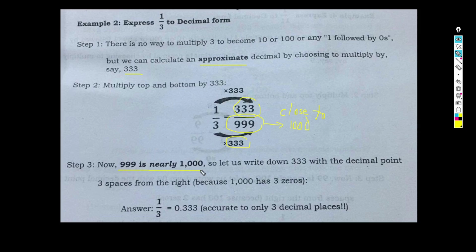Now 999 is nearly 1,000, so let us write down 333 with a decimal point 3 spaces from the right, because 1,000 has 3 zeros, so it will be 0.333, accurate to only 3 decimal places. So it's just rounded off. But you can also just immediately divide. For other numbers, you can just immediately divide 1 by 3.